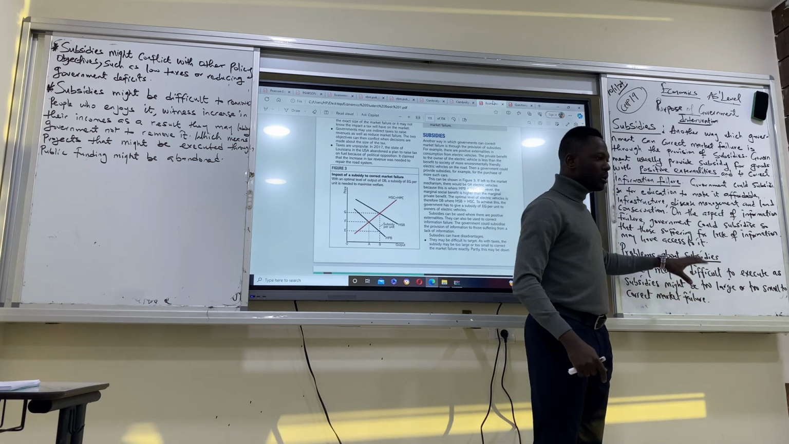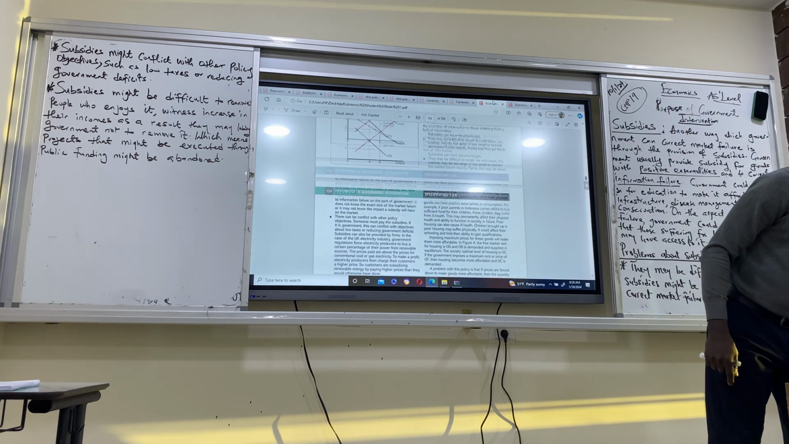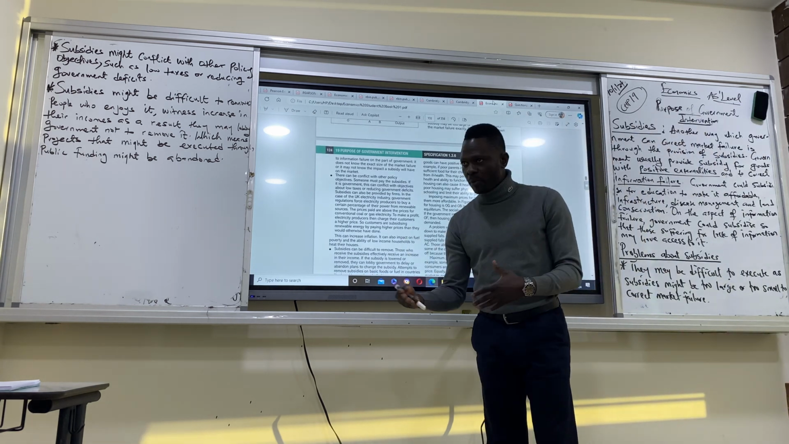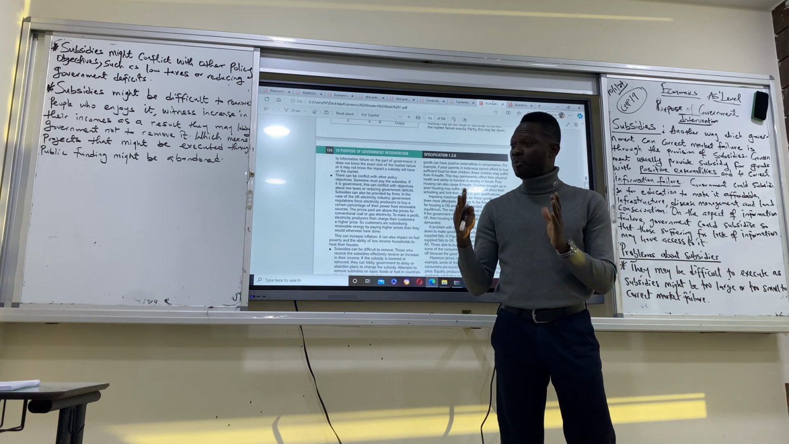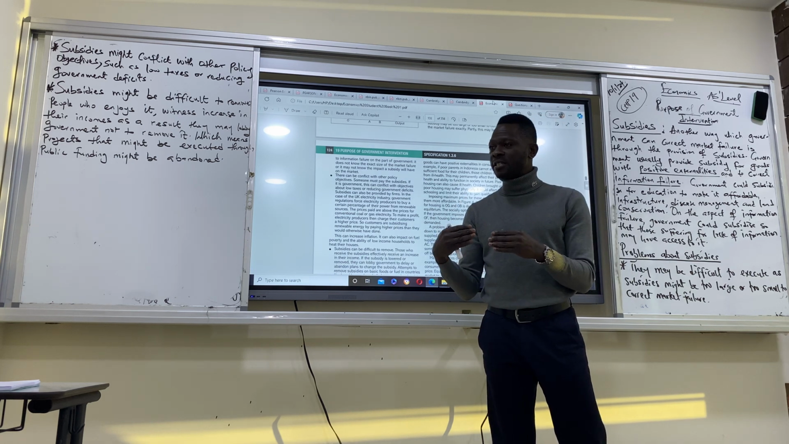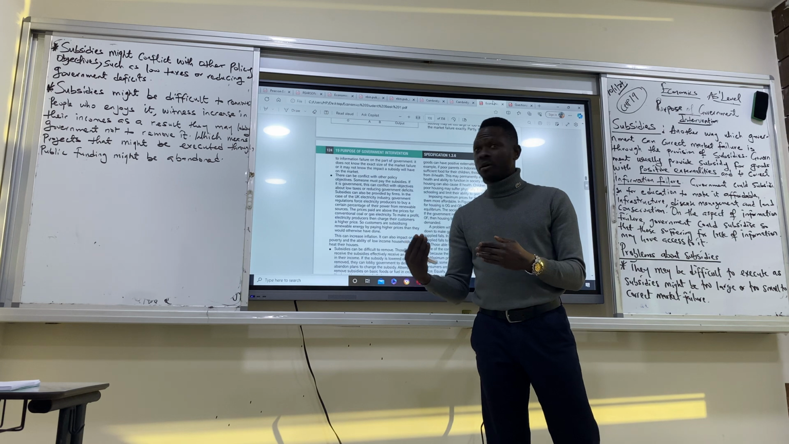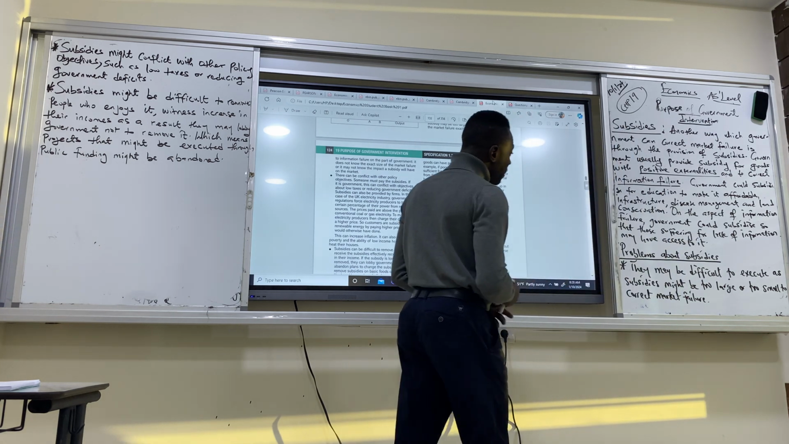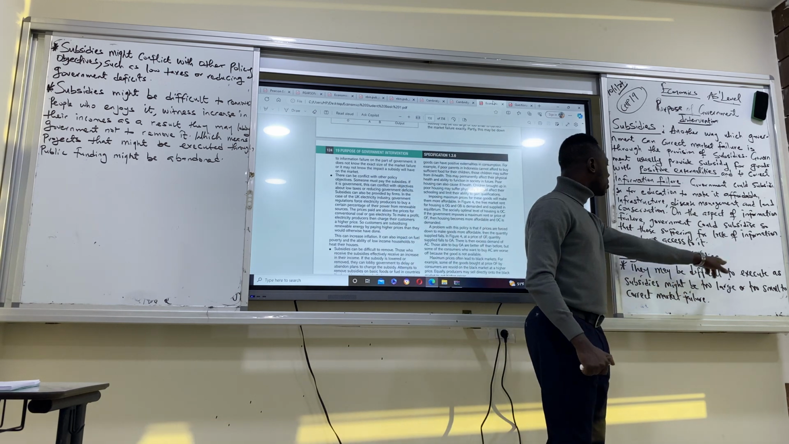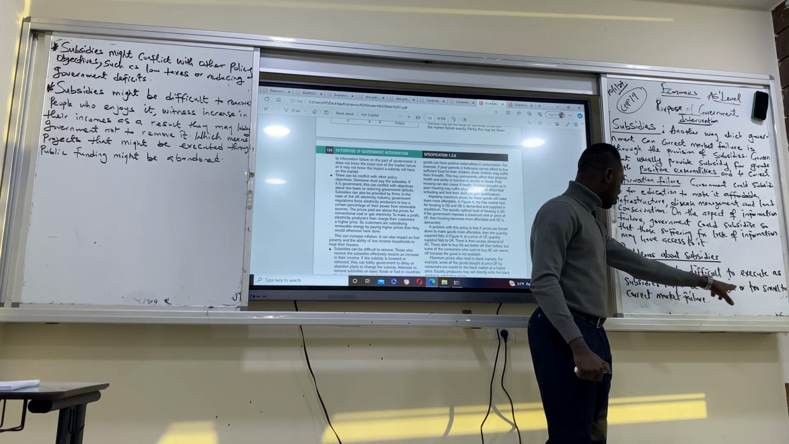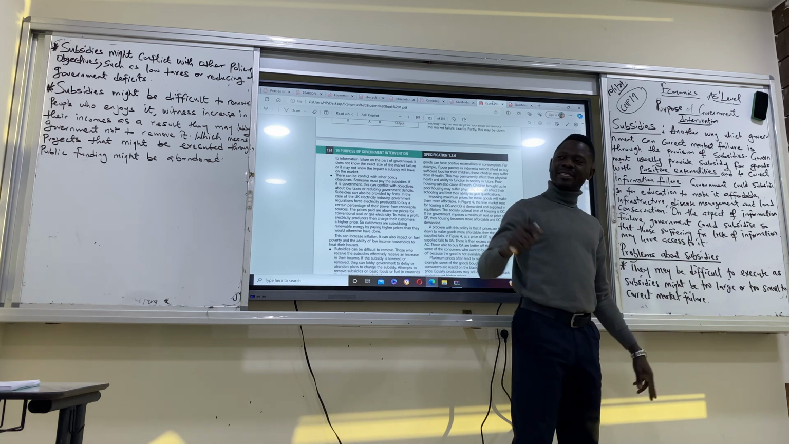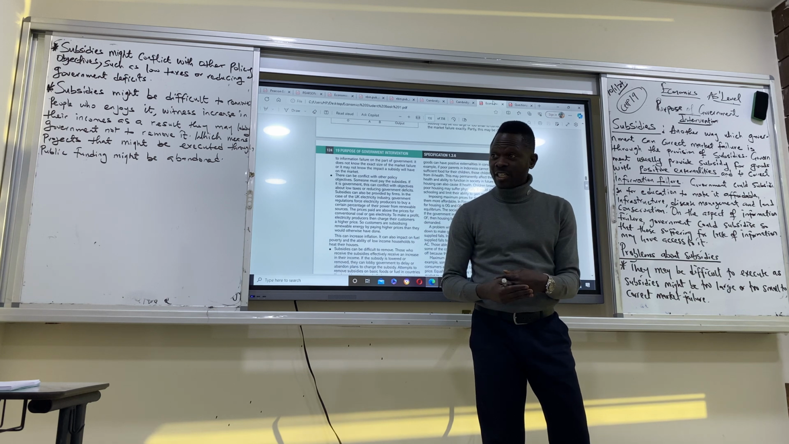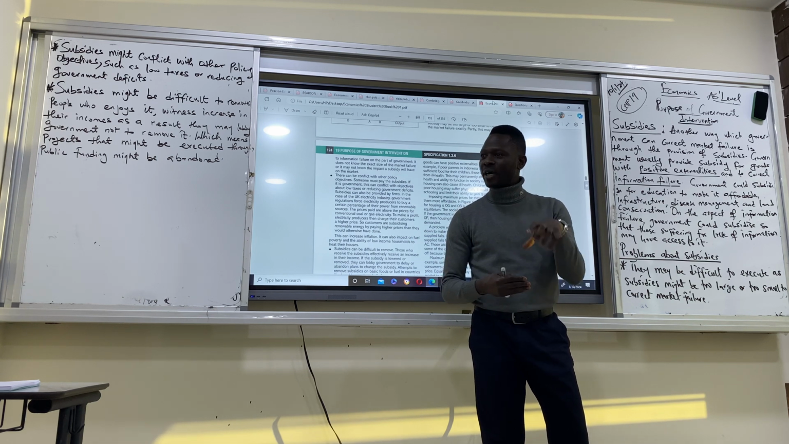What are the problems about subsidy? Yesterday we said indirect taxes have their problems. Subsidy is encouragement for production, yes. Subsidy encourages external benefits, yes. But it has its own setbacks. It has its own problems. The first problem about subsidy is, one, they may be difficult to execute, as subsidies might be too large or too small to correct market failure. Same as indirect taxes. Yesterday I said indirect taxes might be too large or too small to correct market failure.